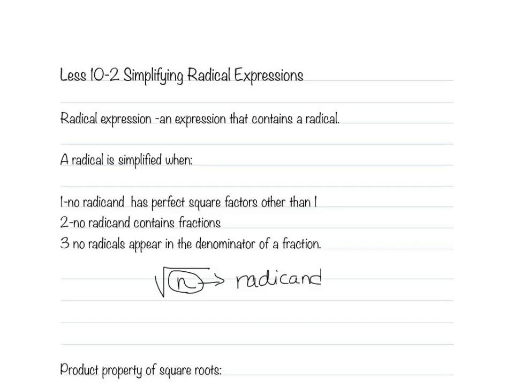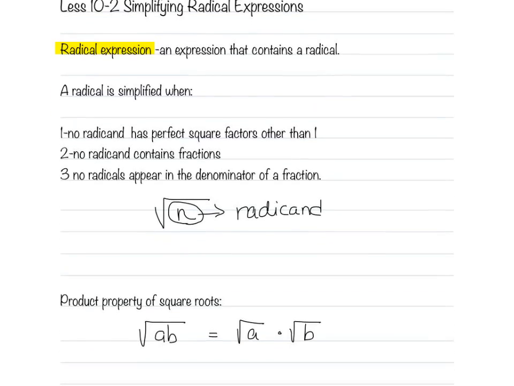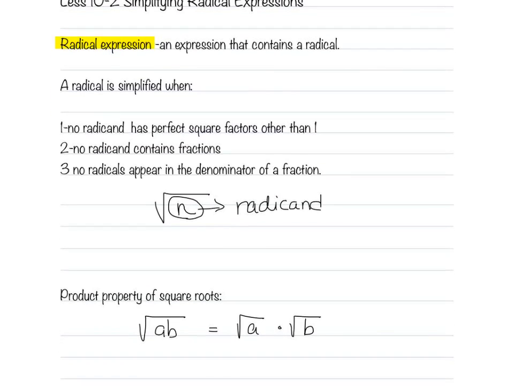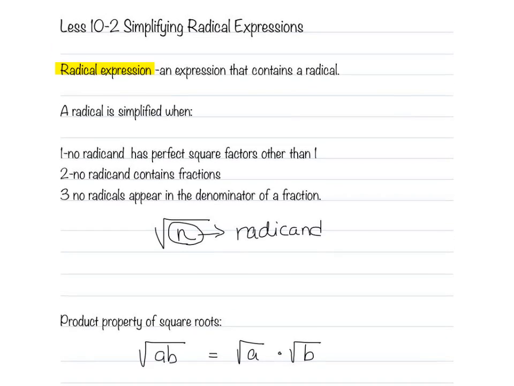Lesson 10.2, Simplifying Radical Expressions. A few definitions that we need to look at today. A radical expression is an expression that contains a radical. And we will be simplifying radical expressions, so you need to know that in order to consider a radical expression in simplest form or completely simplified, here are the conditions that must exist.